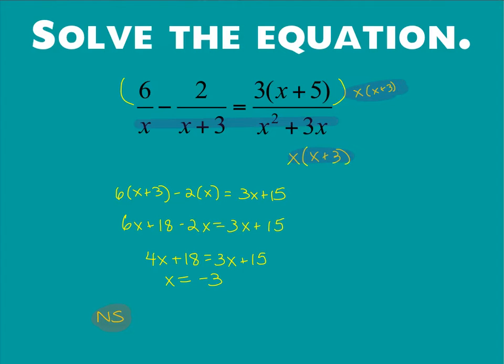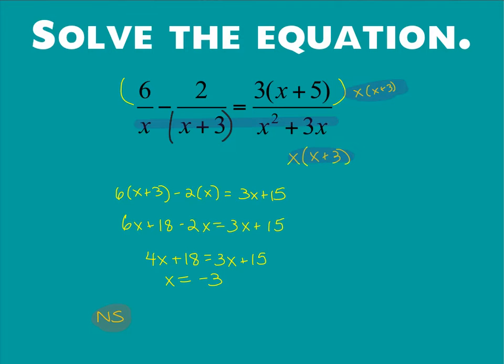If one of these was raised to the second power, so let's just say this was squared, now my least common denominator is actually going to be an x times x plus 3 squared. So just keep that in mind. If there were 3 different expressions, if you had x and then x plus 5, x minus 5, then all 3 of those would be part of your least common denominator.